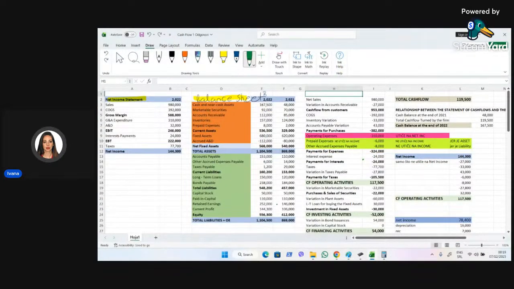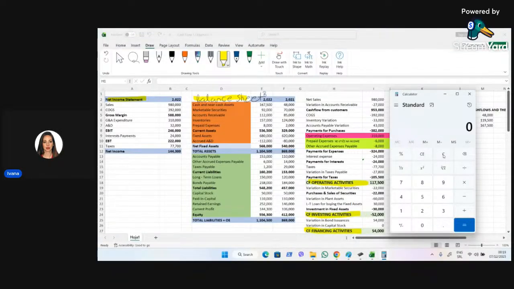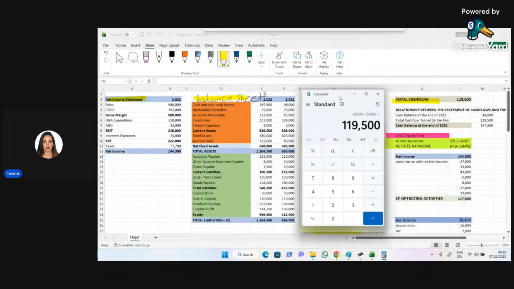Okay, and variation in capital stock. Capital stock, it was 15 and stayed 15. The difference is 0. Nothing happened. And you can see we have operating activities, investing activities, financing activities, total cash flow. So let's have a check. Operating 117,500 minus 52 plus 54. It's of course net cash flow.